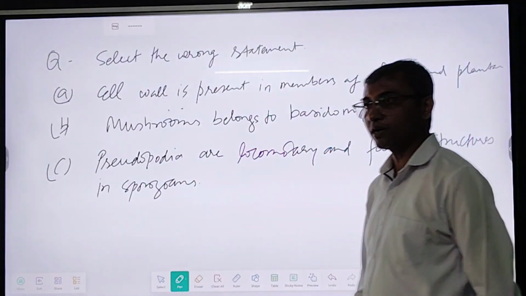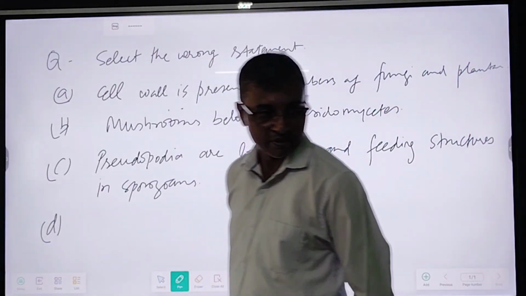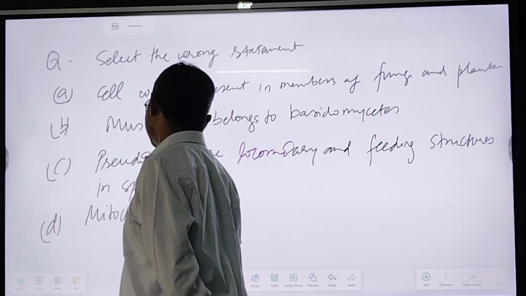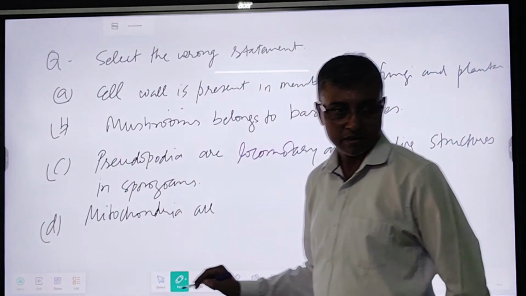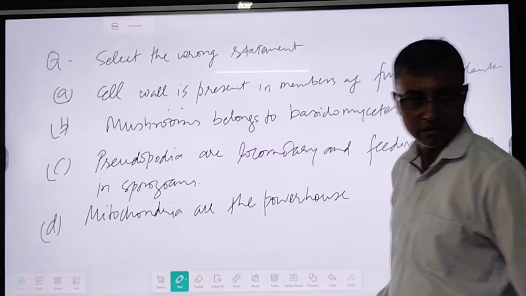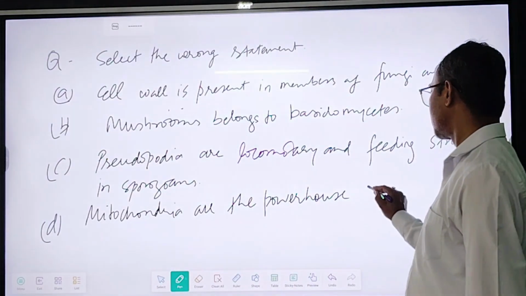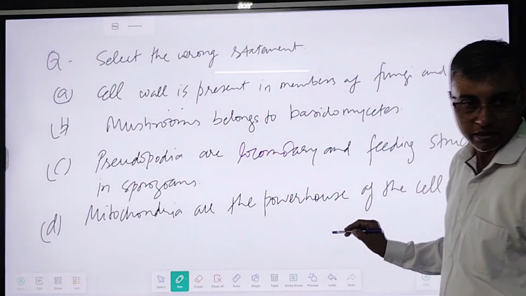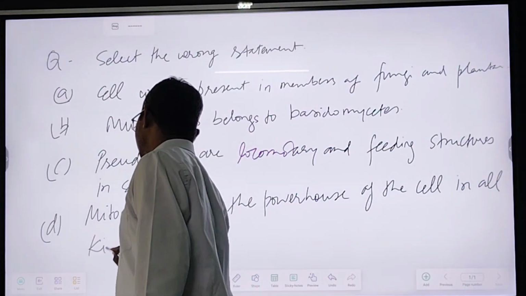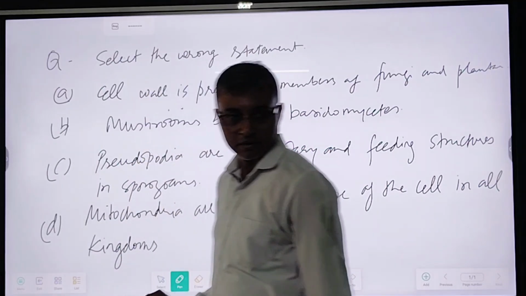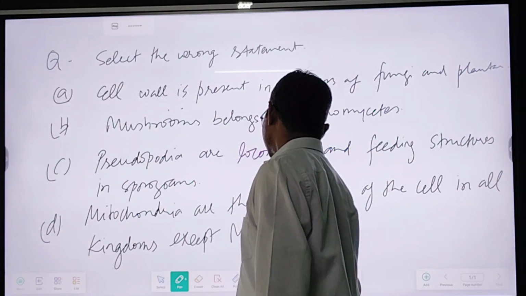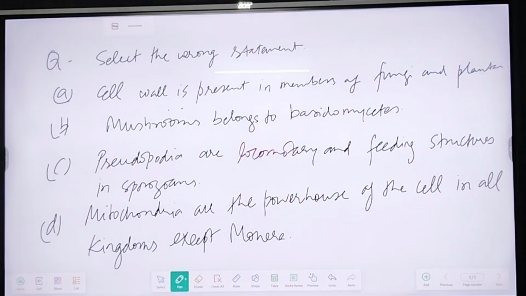And let us see the fourth statement also. This fourth statement says that the mitochondria are the powerhouse of the cell in all kingdoms except Monera. So this is also correct.